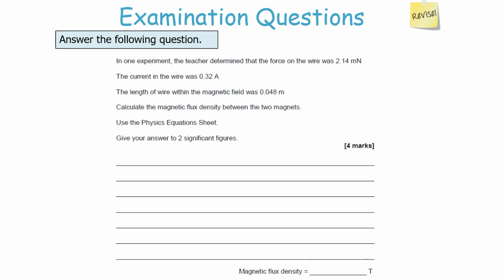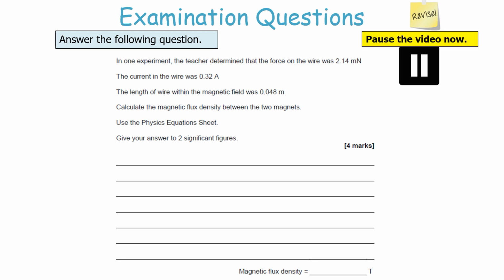The current in the wire is 0.32 amps, and the length of wire within the magnetic field was 0.048 meters. Calculate the magnetic flux density between the 2 magnets. Give your answer to 2 significant figures. So pause the video now, then unpause the video when you want to go through your answer.